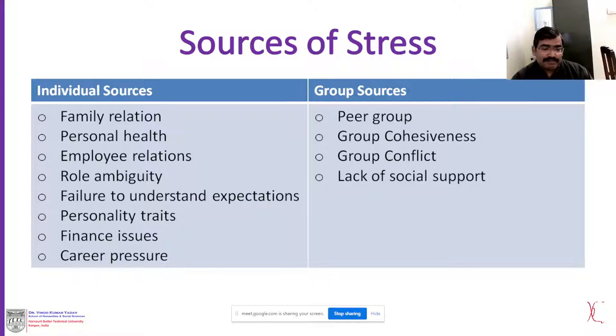Personality traits. Some people have an aggressive personality. Some people may have a very cool personality. So these personality traits, an aggressive approach to tasks, may also sometimes give you tension. Some people are of that kind who don't listen to others very seriously, but they want people to listen to them very seriously. So it depends on your traits. Finance issues. Maybe you are tight on your pocket, so sometimes it may give you tension. Career pressure. Who can understand this point better than you people?